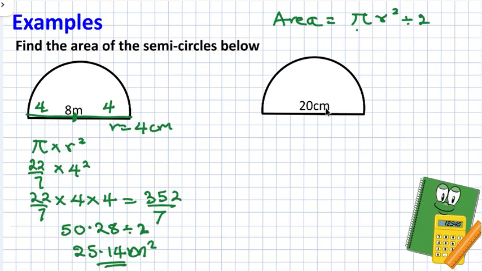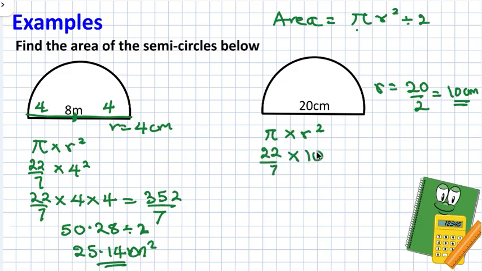So let's look at the area for this semicircle. So for this, 20 centimeter represents the diameter. So the radius here is going to be 20 divided by 2. That will give us 10 centimeter. So our radius is 10 centimeter. So let's use that in our formula. We have pi times r squared. So we have pi times, pi is 22/7, sorry, 22/7 times 10 times 10. Because 10 squared is 10 times 10.